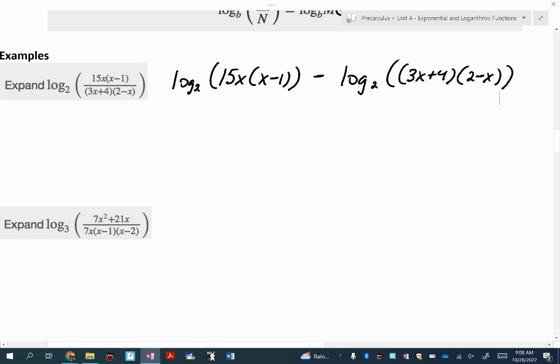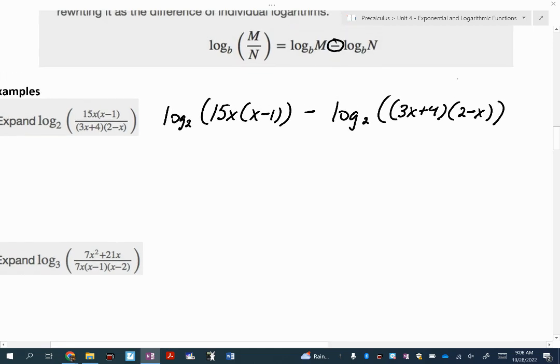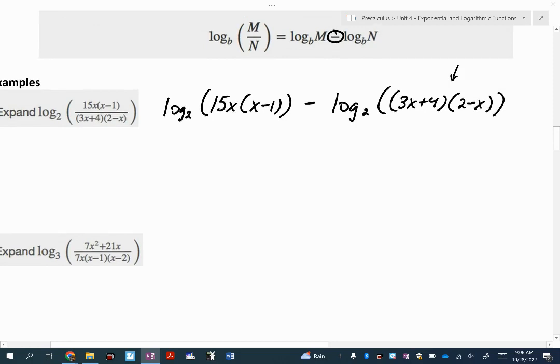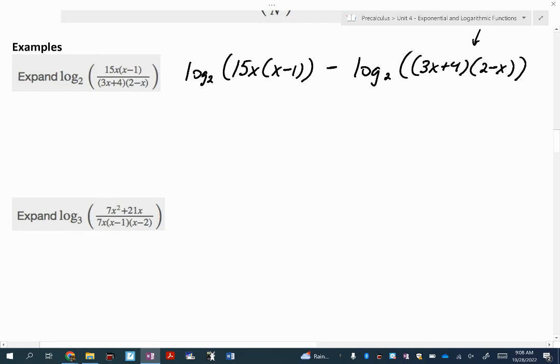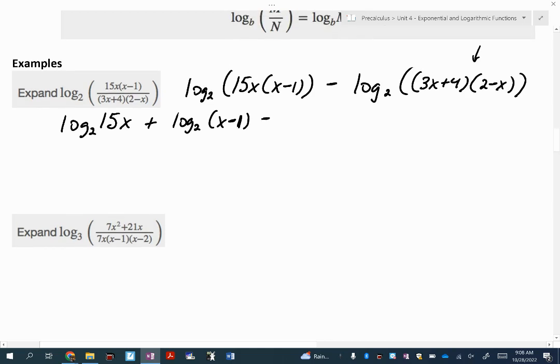Now this is important: even though they're connected by multiplication, so I'm going to expand them with addition, you're going to see why it ends up becoming subtraction because they're both in the bottom. So I'm going to split this up: log base 2 of 15x plus log base 2 of x minus 1. That should be familiar from the last product property. Minus, and put this in a bracket, log base 2 of 3x plus 4 plus log base 2 of 2 minus x.